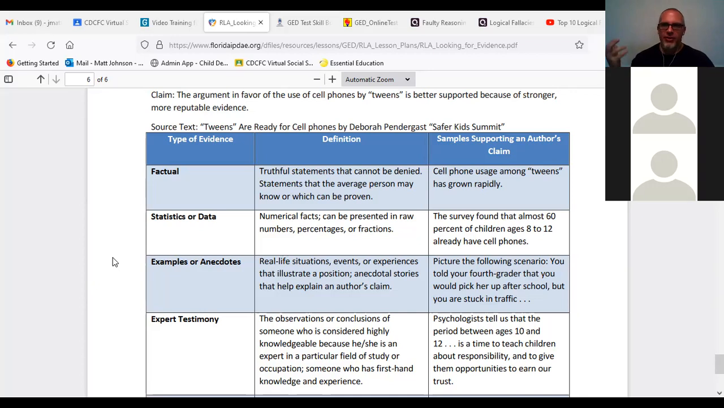Examples are anecdotes, right? So those real life situations, or creating a scenario. So they use the example there. Picture the following. You told your fourth grader that you would pick her up after school, but you are stuck in traffic. So it's anecdotal. Weak on its own, but useful if you're helping to explain something.